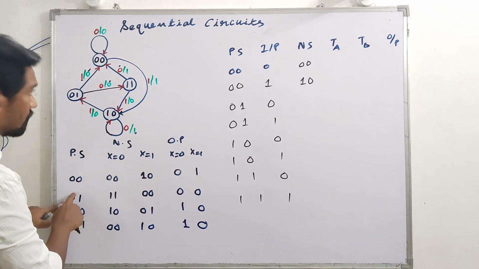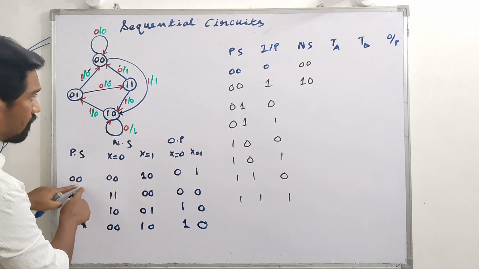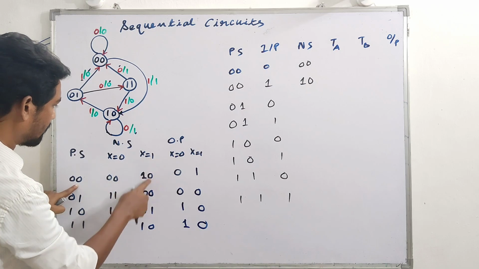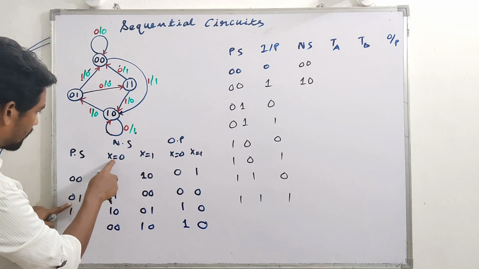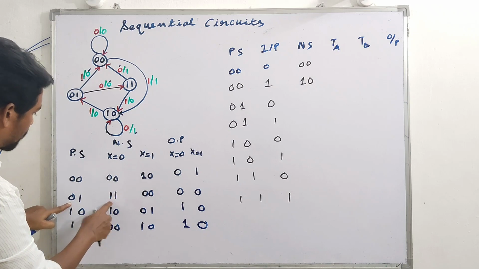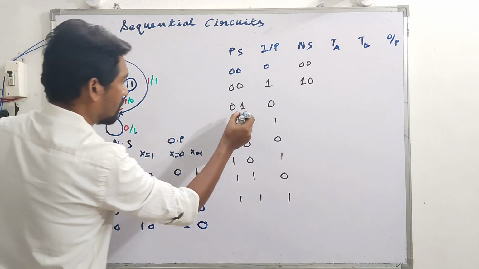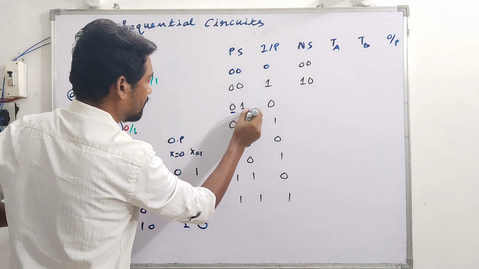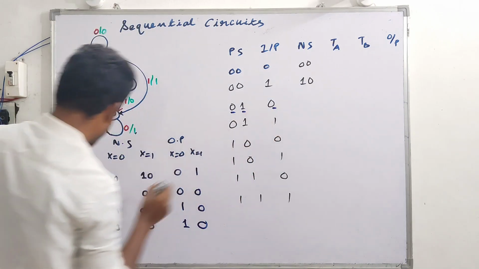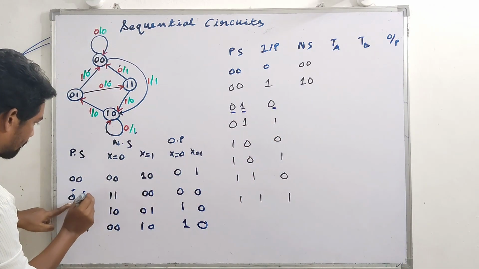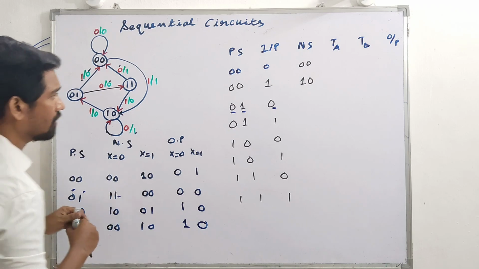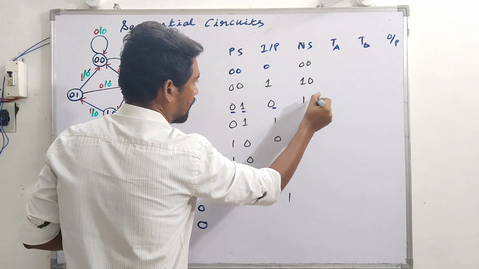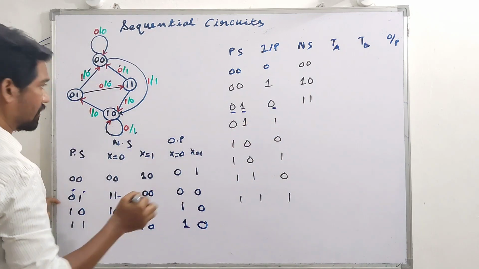In the sense 0 0 0 with input 1, the next state is 1 0. For 0 1, for the input x equal to 0, the next state is this one. For the present state 0 1 with the input 0, the next state will be 1 1. We are done with this one.